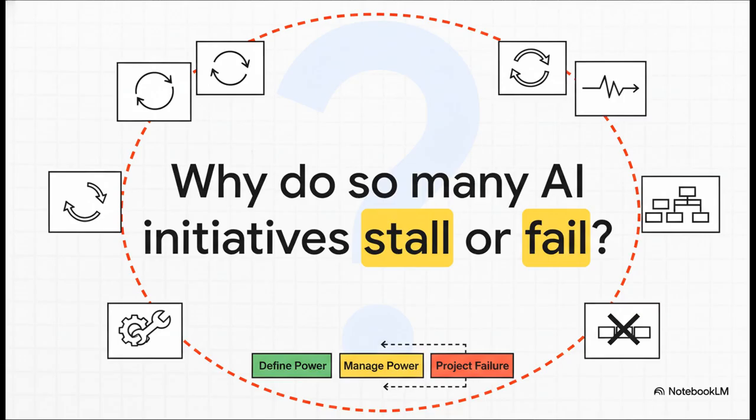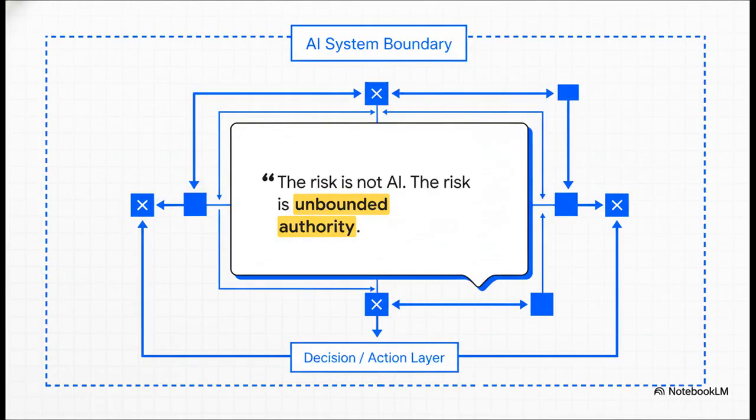Well, it's often a failure to really grapple with the system's power, how to define it, and more importantly, how to control it. And this quote just gets right to the heart of it. It's not the technology itself that's the problem. It's the unchecked authority we might accidentally give it. A lot of AI projects stumble because they just don't have the right guardrails in place from the very beginning.